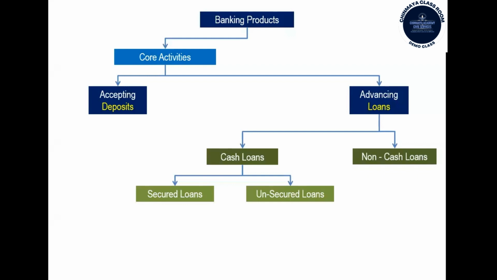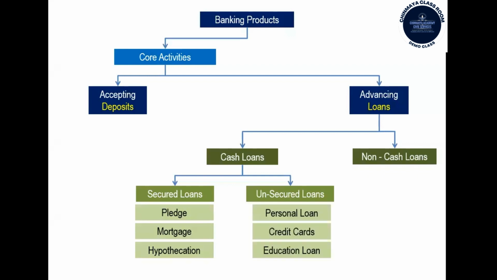Secured loans can be broadly categorized into three formats: pledge, mortgage, and hypothecation. And unsecured loans: personal loan, credit card, education loan. These are some of the types of unsecured loans, because for these we don't give any kind of collateral. We just take the loan. Any doubt? I will explain what pledge, mortgage, and hypothecation are separately. But for now, just see that pledge, mortgage, and hypothecation are kinds of secured loans, and personal loan, credit card, and education loan are examples of unsecured loans.